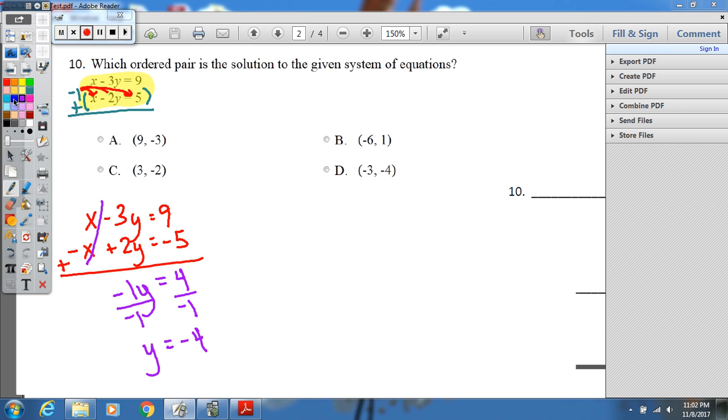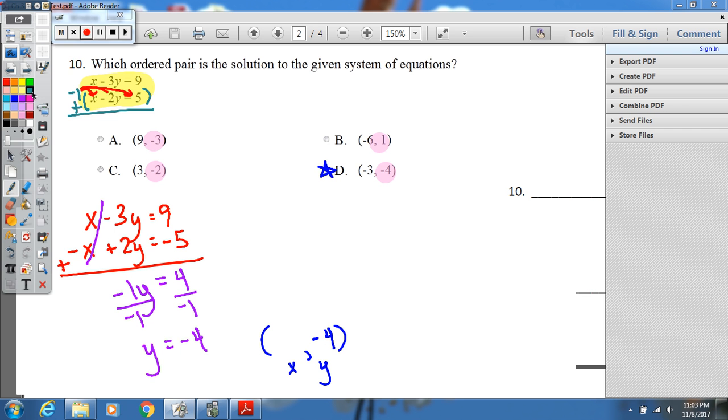Now, this is where I want you to use some really smart test-taking skills. Guys, if I had to write my ordered pair right now, it always goes x comma y. Isn't -4 going to be the second number in my ordered pair? So look at these four choices. Look at the second number in those four choices. Right there, you should know that your answer is D.